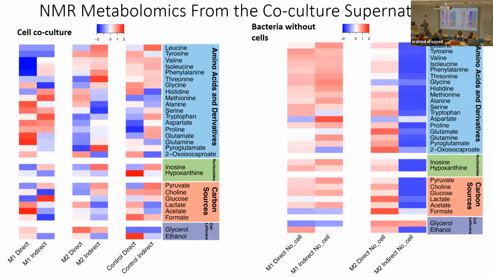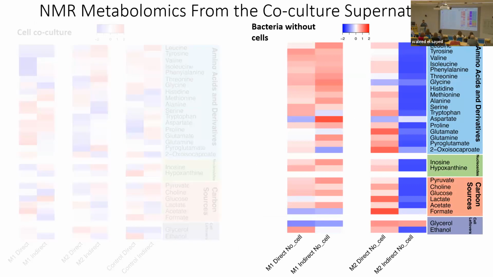So in terms of results, I have the pleasure of having NMR results done. The only issue is that they're all an N of 1. I have no replicates, so I can't really tell you if these are true or not. But I do want to start with the bacteria without the cells. This is interesting because we have the M1 where it doesn't really look like there's an effect, but the M2 where there's this huge blue column, which is a decrease of these metabolites.